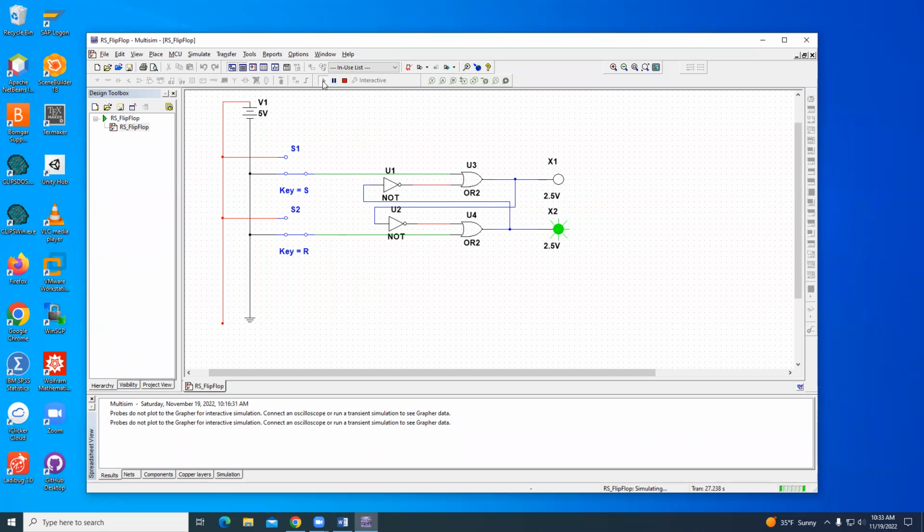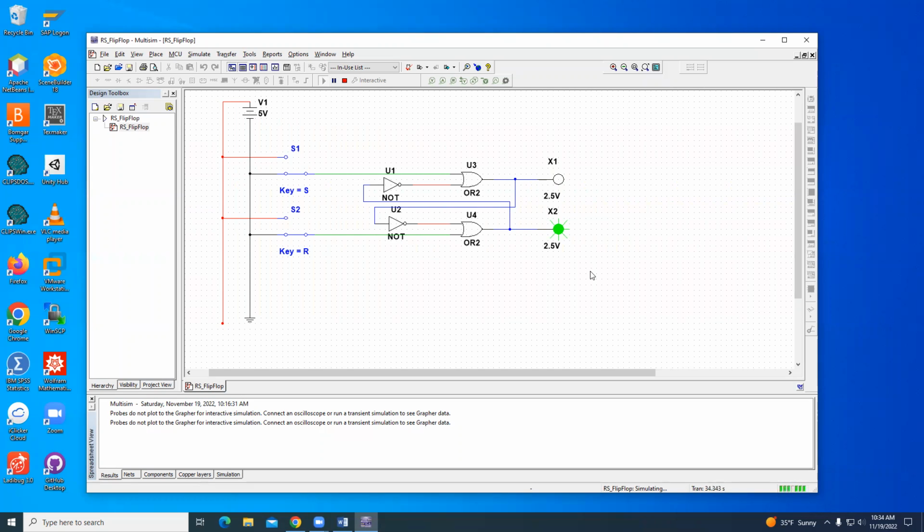So one thing we don't want to do, let's do it just for fun. If we make them both high, if we are setting and resetting, then we are putting it into a bad state where they're both high, and we don't want that to happen here. So in an RS flip-flop, we never want to do this.